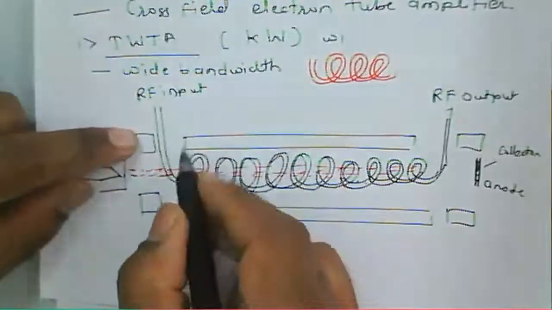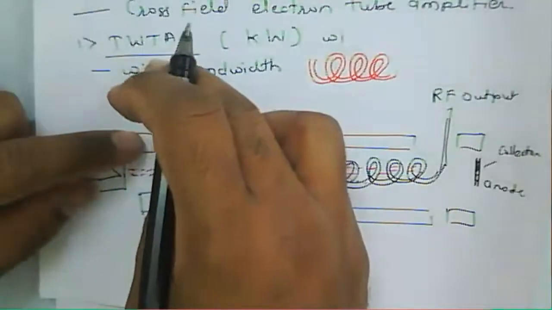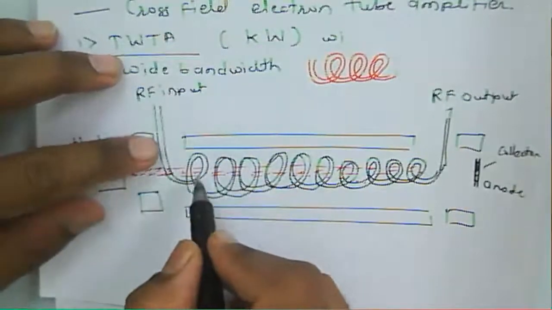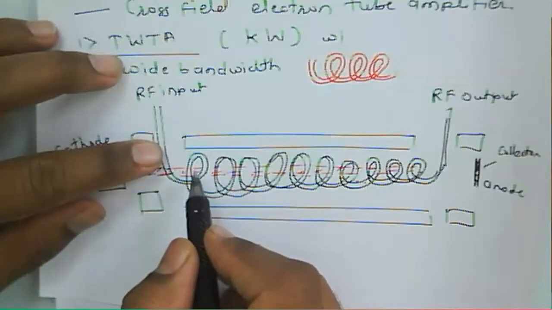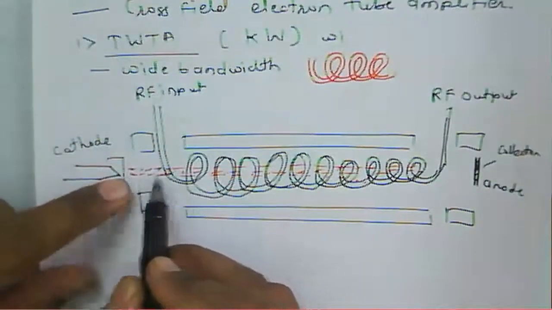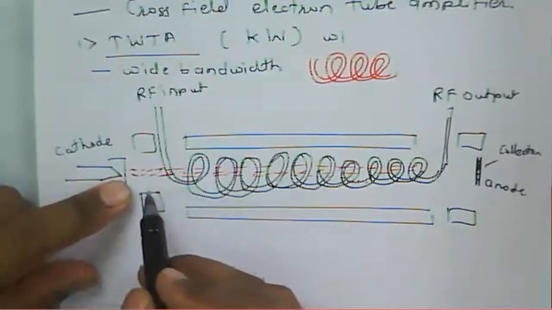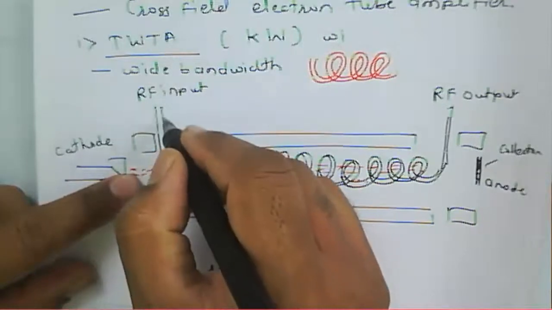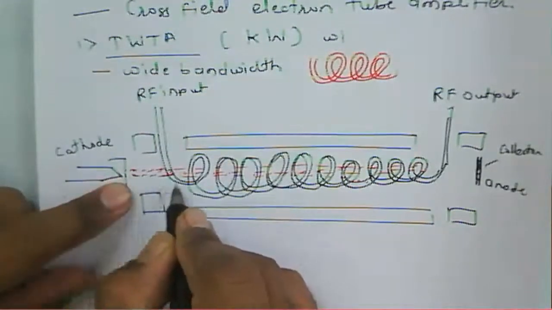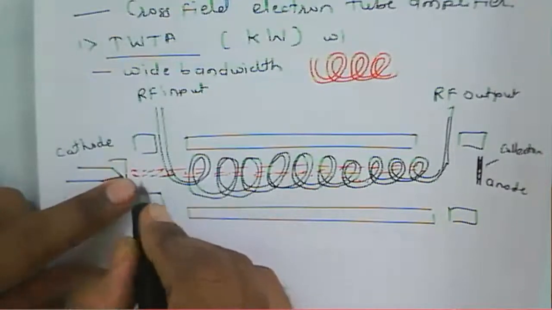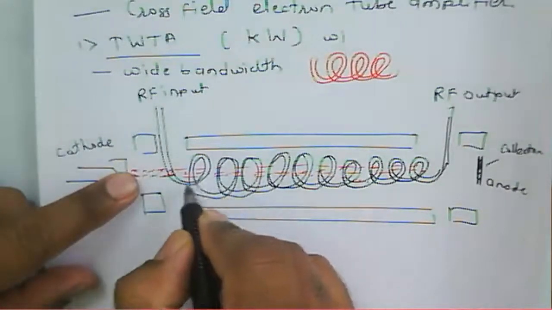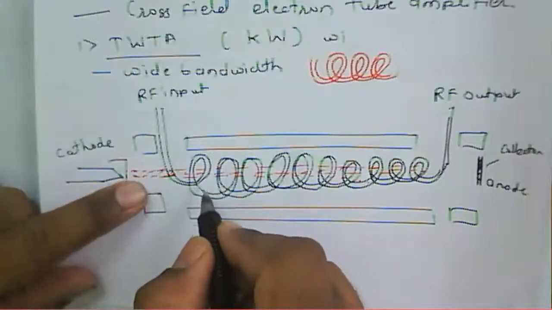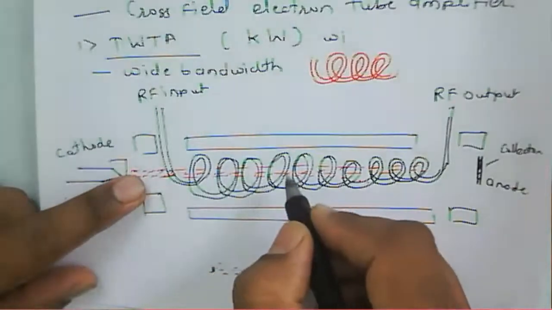Now, the principle of amplification in the TWTA is this: when we apply the RF signal to this helix, at the same time electrons are emitted from the cathode. We have the RF input from this end and electrons emitting from here. Then the electrons impart their energy to the RF field, and because of that energy, the RF signal gets amplified.